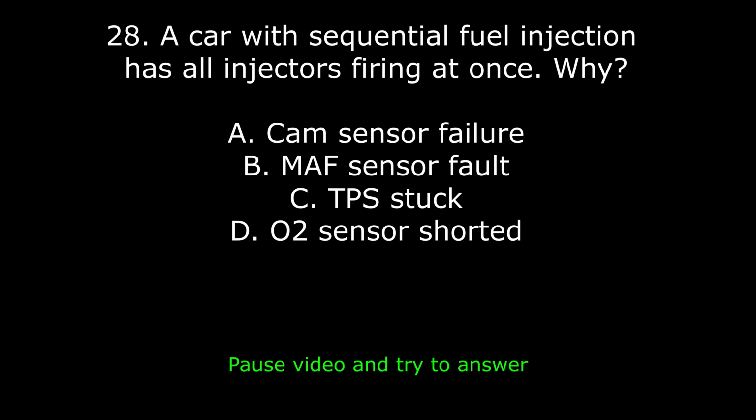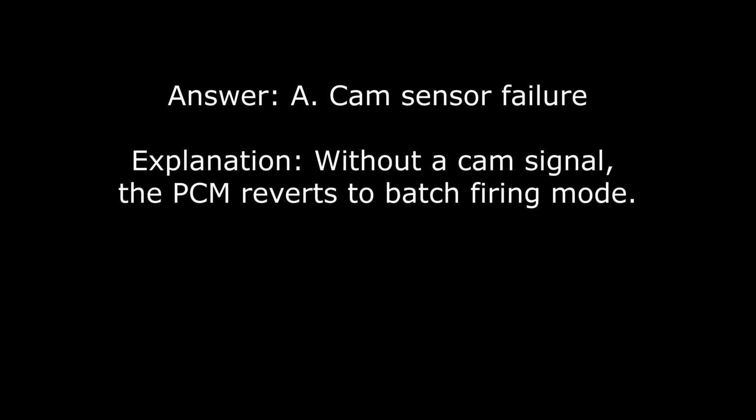28. A car with sequential fuel injection has all injectors firing at once. Why? A. Cam sensor failure, B. MAF sensor fault, C. TPS stuck, D. O2 sensor shorted. Answer: A. Cam sensor failure. Explanation: Without a cam signal, the PCM reverts to batch firing mode.